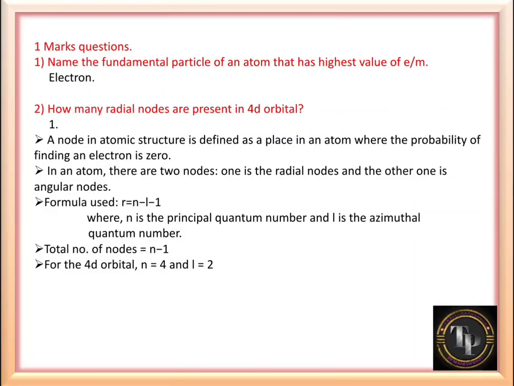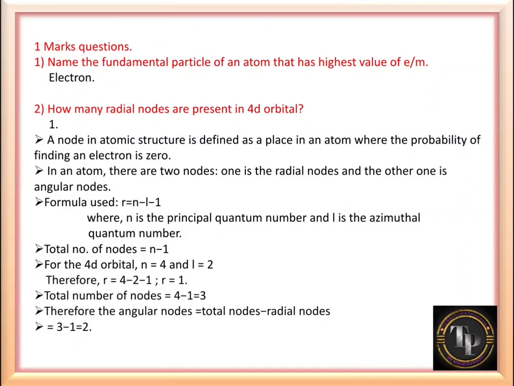See, guys, n is equal to 4 because the principal quantum number in 4d is 4, no? So n is equal to 4. For d orbital, l value is 2. For s orbital, l value is 0. 0, 1, 2: s, p, d, f, like that you are having. So that we are going to discuss in the next examples. Don't worry. As of now, you remember, 4d orbital, n value 4, l value 2.